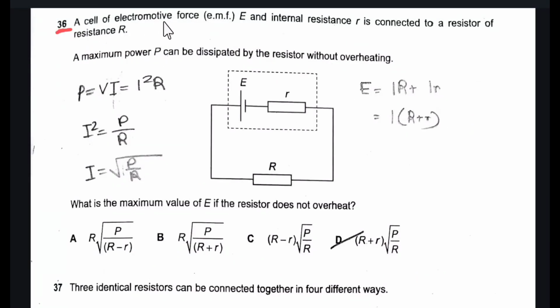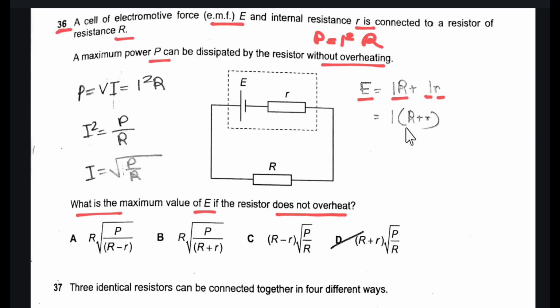6. A cell of EMF E and internal resistance r is connected to a resistor of resistance R. A maximum power P is dissipated by the resistor without overheating. So for overheating, or for Joule heating, we know the equation that power is equal to I square R. So this is the equation for Joule heating. What is the maximum value of E if the resistor does not overheat? As we know, E is equal to capital I R plus I into small r. So this is basically the EMF.